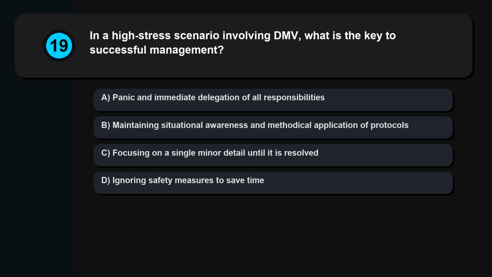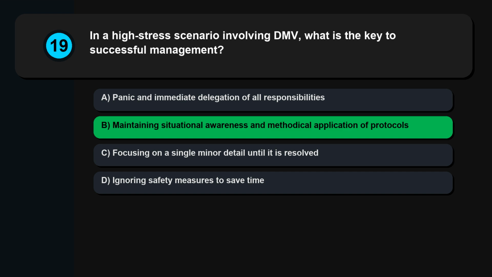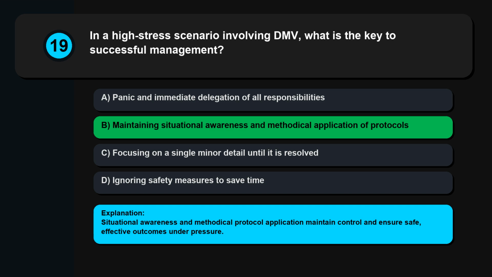Question 19. In a high-stress scenario involving DMV, what is the key to successful management? Panic and immediate delegation of all responsibilities, maintaining situational awareness and methodical application of protocols, focusing on a single minor detail until it is resolved, ignoring safety measures to save time. Situational awareness and methodical protocol application maintain control and ensure safe, effective outcomes under pressure.